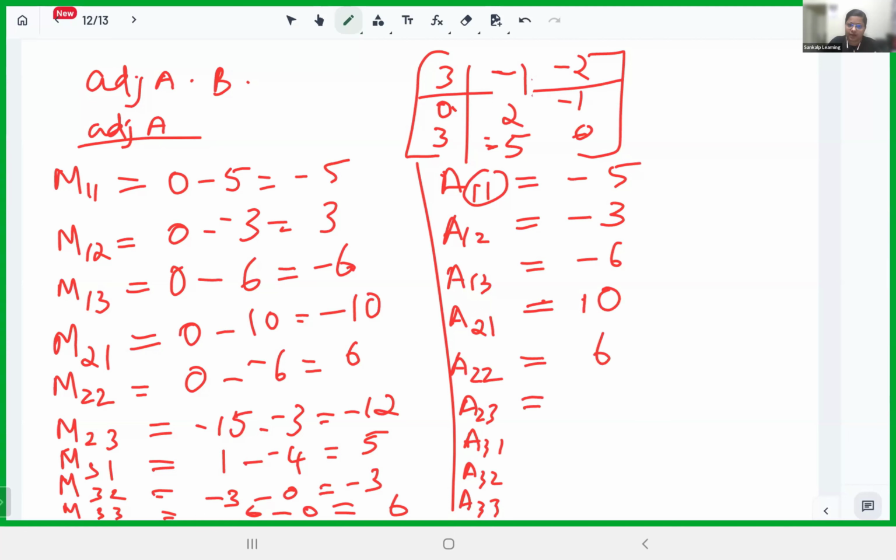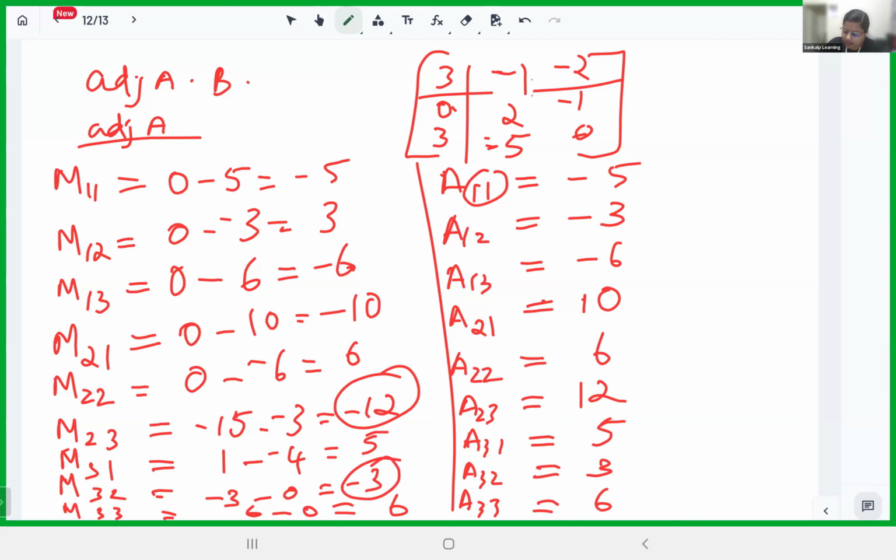A23 means 2 plus 3 is 5. It is an odd number. So you have to change the sign. That is, it will become plus 12. And A31, 3 plus 1, 4. So you don't need to change the sign. It is 5. 3 plus 2 means it is 5, which is an odd number. So you have to change the sign. So minus 3 will become plus 3. A33 means 3 plus 3 is 6. It is an even number. So you don't need to change the sign. So it is 6 itself.